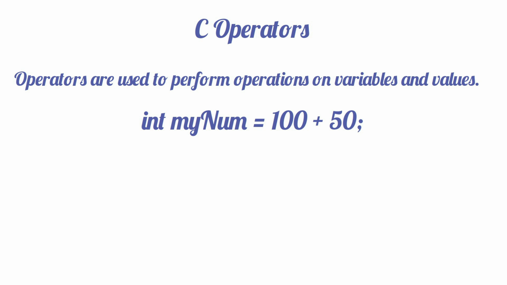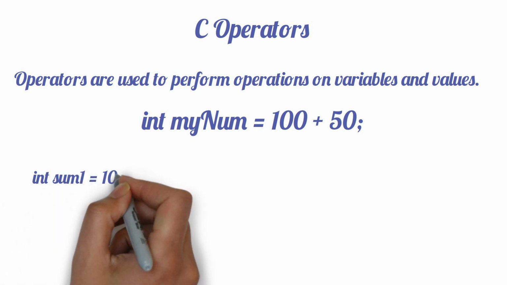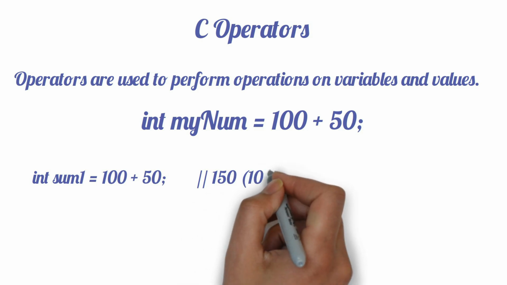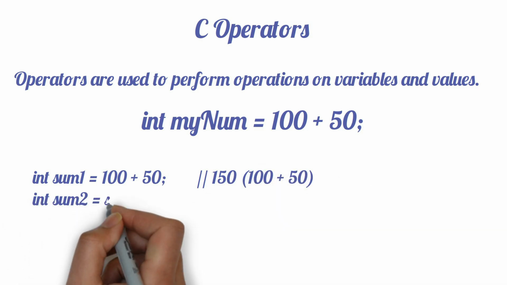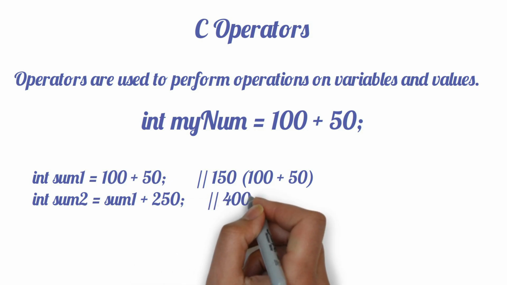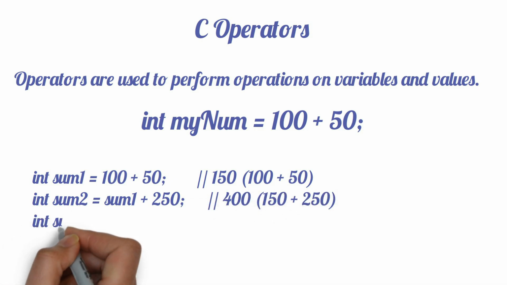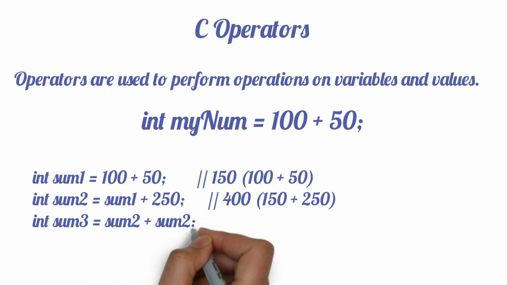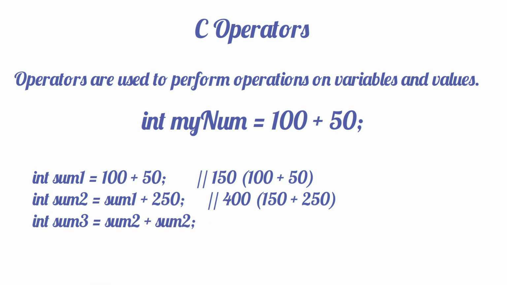We'll see a few more examples. In the first case, I am writing sum1 as 100 plus 50. In the second case, I am writing sum2 as sum1 plus 250. In the third case, I am writing sum3 as sum2 plus sum2. Whatever value is added in the first line of code, that is 100 plus 50, will be stored in sum1. Now, sum1 will be added with 250 in the second line of code and stored in sum2. And the value of sum2 plus sum2 will be added and stored in sum3.